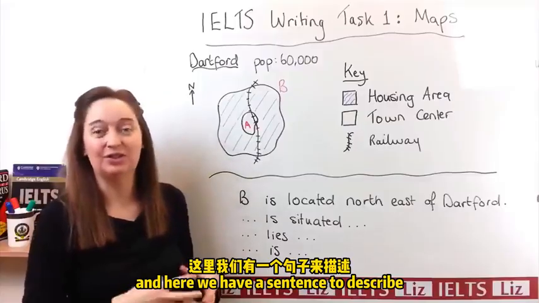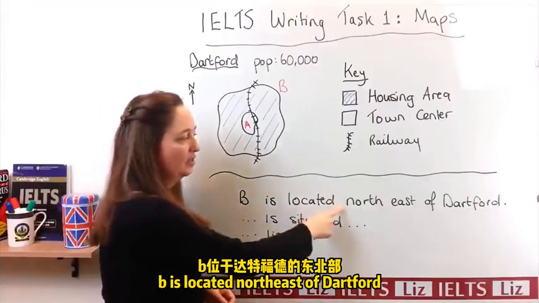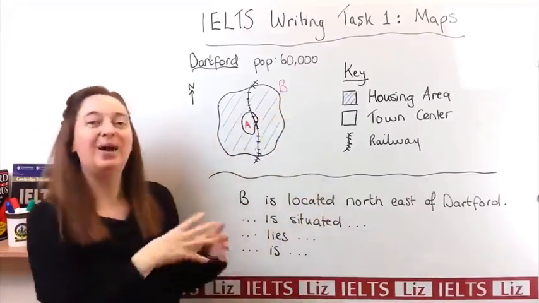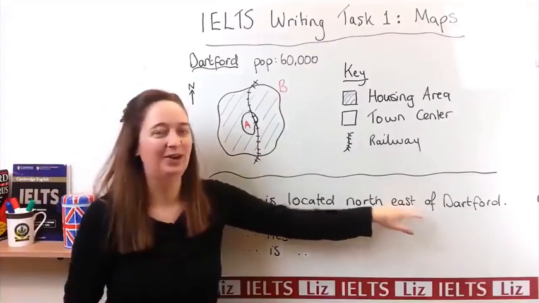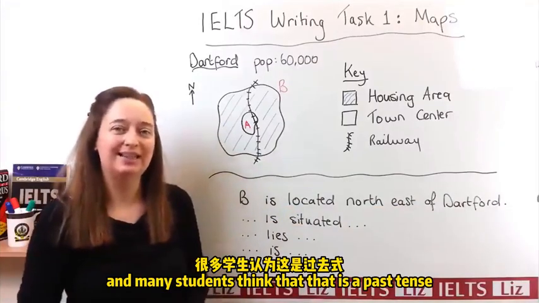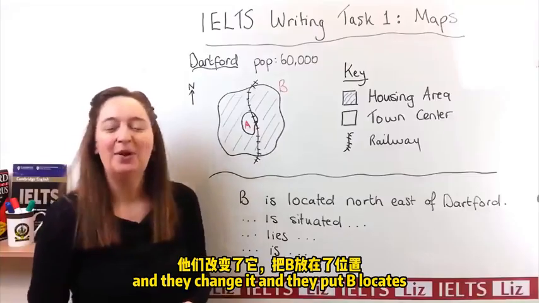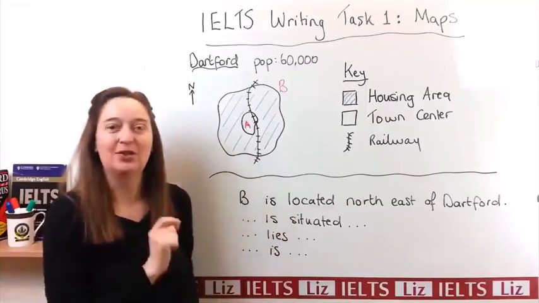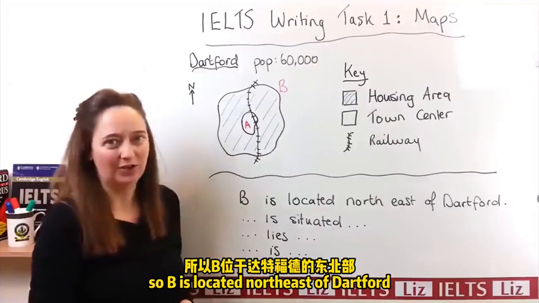And here we have a sentence to describe the location of B. B is located northeast of Dartford. And you can see on the map that B is located outside the town. So it's located northeast of Dartford. So here you can see we've got "is located". And many students think that that is a past tense and they change it and they put "be locates". Please don't do that. This is not a past tense, it's a passive voice. So that is actually in the present. So B is located northeast of Dartford.